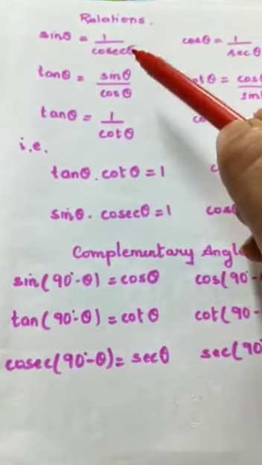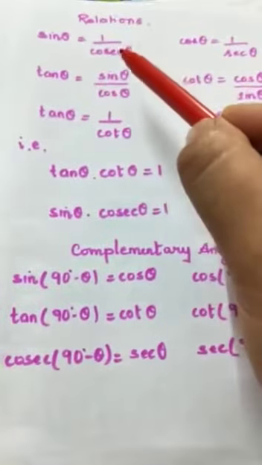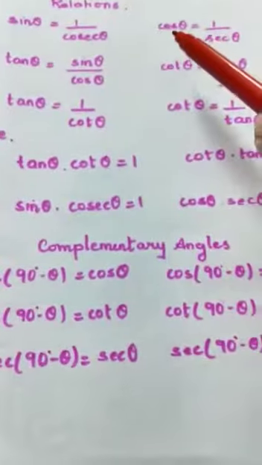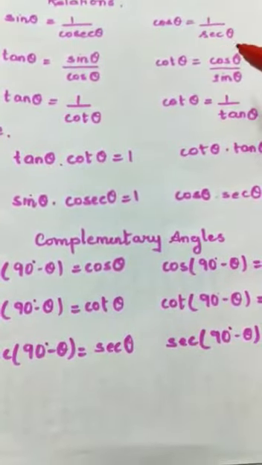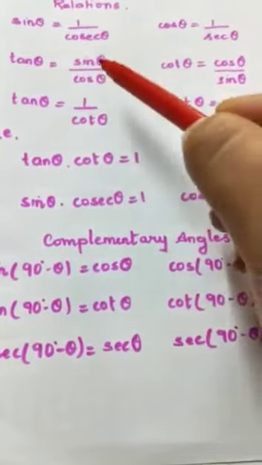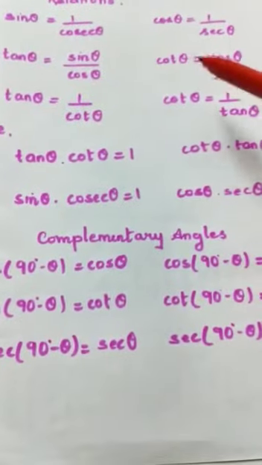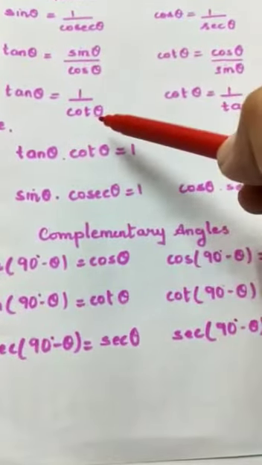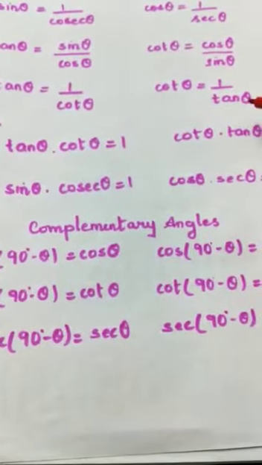Or you can also write cosec theta is equal to 1 upon sine theta, when you shift this cosec to that side. In the same way, cos theta is equal to 1 upon sec theta. Tan is equal to sine upon cos. Cot is equal to cos upon sine. Tan is equal to 1 upon cot. Cot is equal to 1 upon tan.